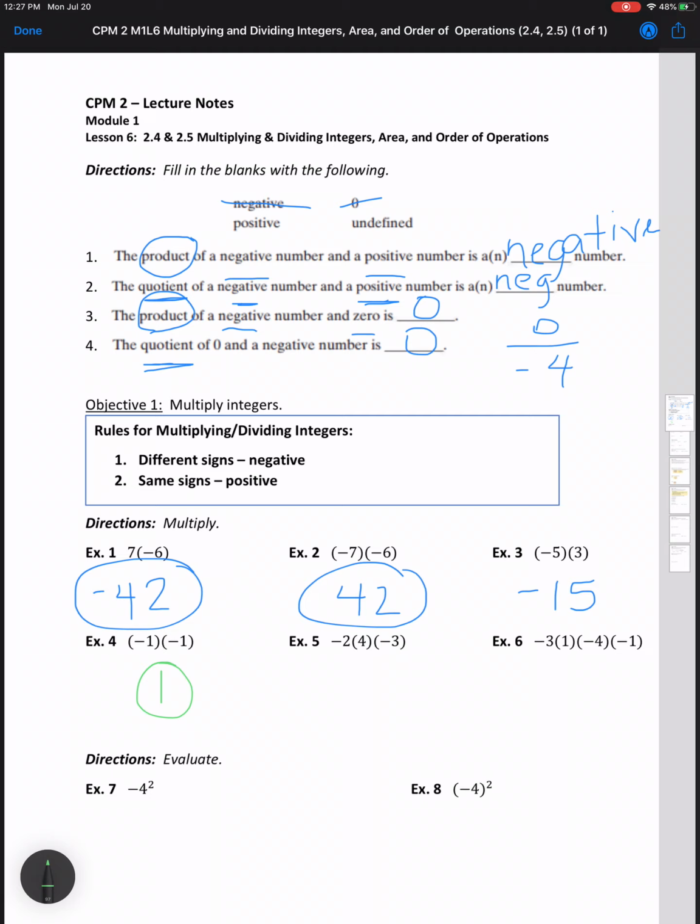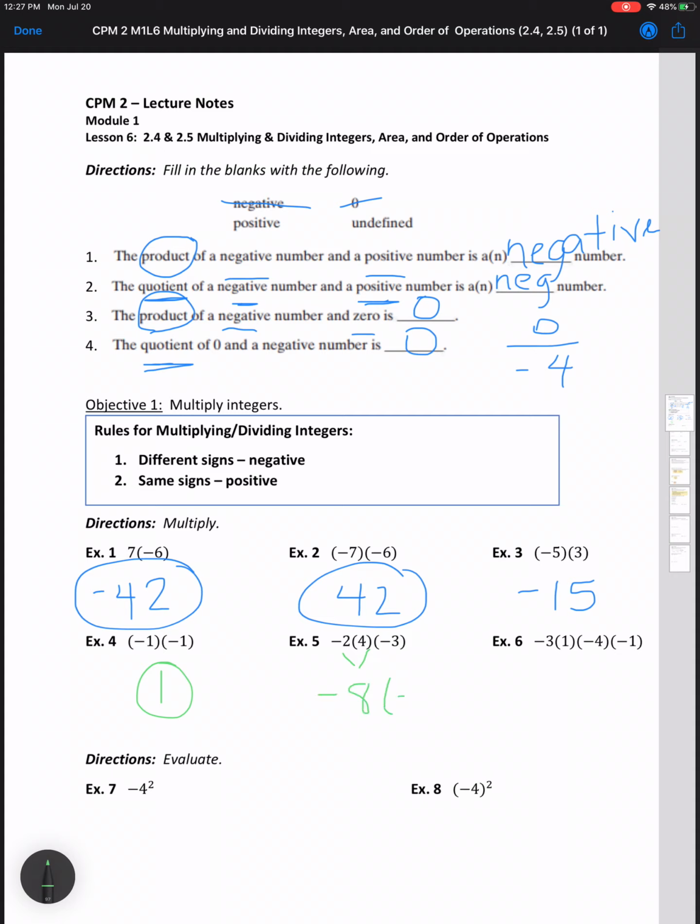Examples 5 and 6, notice now we're multiplying more than 2 digits, so whenever you're doing this, just take 2 digits at a time. So when we're multiplying, just work it left to right. However, honestly, when you multiply, order doesn't matter, so even if you didn't go left to right, that's okay. So negative 2 times 4. Different signs, right? So it's going to be a negative. 2 times 4 is 8.